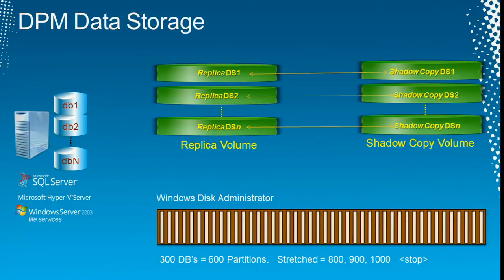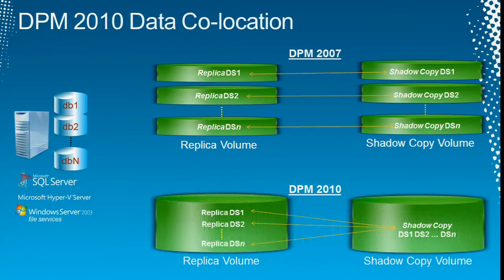Now, in defense of NTFS, who wants to have a server with 1,000 volumes on it? I mean, C, D, E, F. You can go very far in that. But this was the initial idea of DPM. The problem was what they saw in 2007. Large DPM box, many data sources, and stop. They had an issue. To resolve that, they kind of invented co-location.